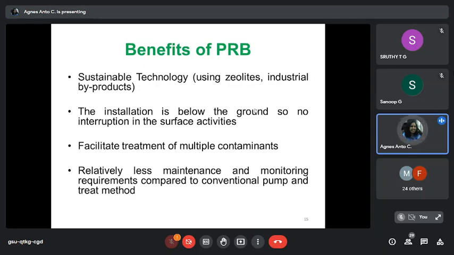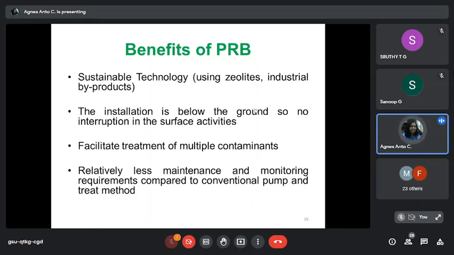So you can say it is a very hassle-free process because everything is happening under the ground. Third is, it facilitates treatment of multiple contaminants. Now, if my permeable reactive barrier, I'm compartmentalizing it into different sections. Say the first segment has some microbes which are facilitating biodegradation. The second segment has some zeolites which are contributing to sorption. So if I'm just compartmentalizing my PRB, it can be used for facilitating removal of multiple contaminants.